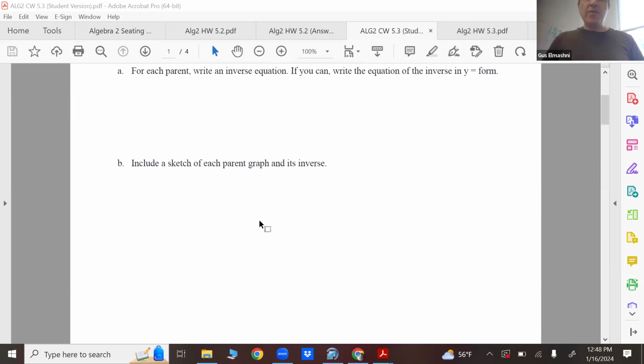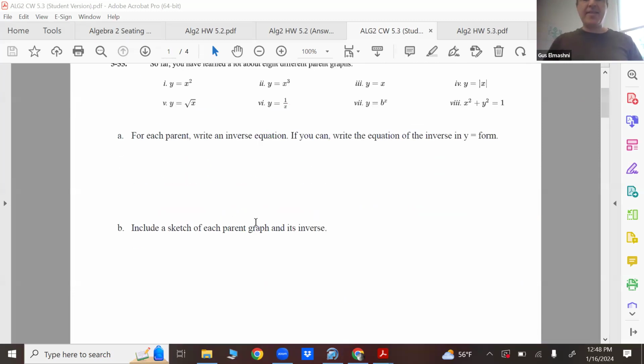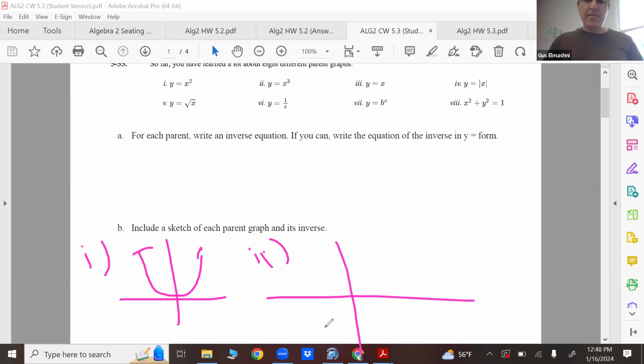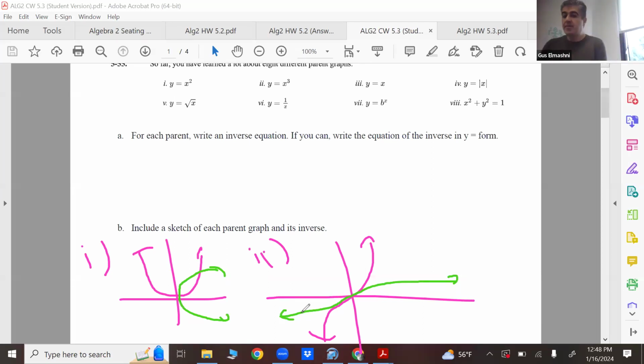Anyway, include sketches. I can do this quickly. It's pretty fast. So for one, you get this, right? For two, you get this. Okay, I'll do 1 and 2 right now. The inverses are going to look like this. So the inverses are in green. The parents are in pink.